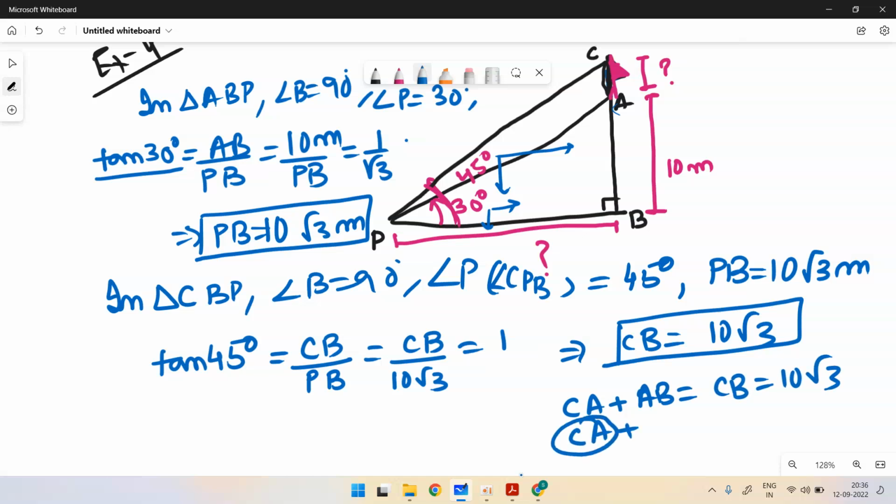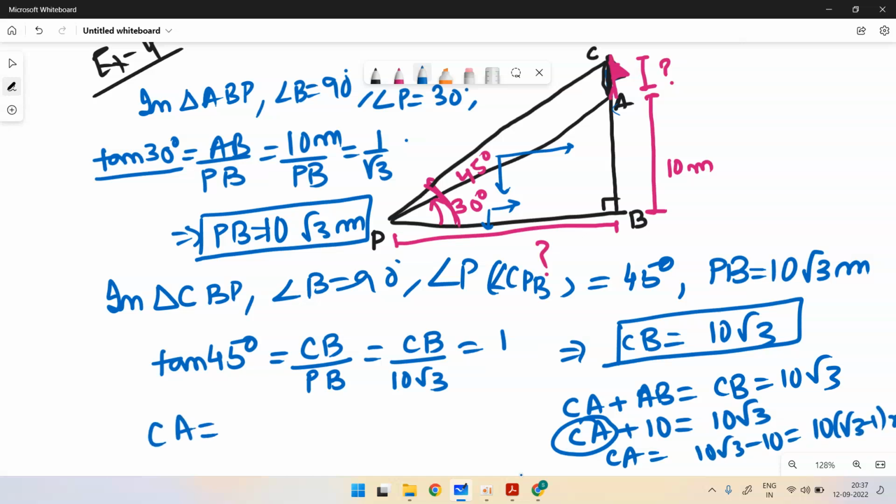This you only need to calculate, and this AB you have, it is given the coordinate 10 meters. This is 10 root 3, so which implies CA is nothing but 10 root 3 minus 10, which is nothing but 10 of root 3 minus 1 meters. Now CA, if you get from this, CA is 10 using 1.732, this is minus 1.